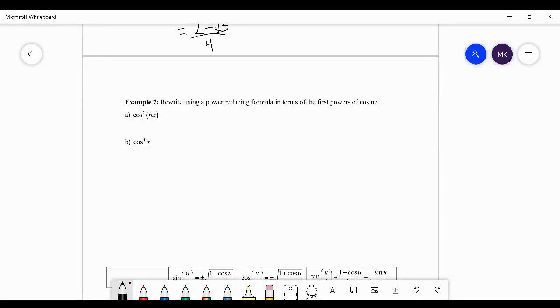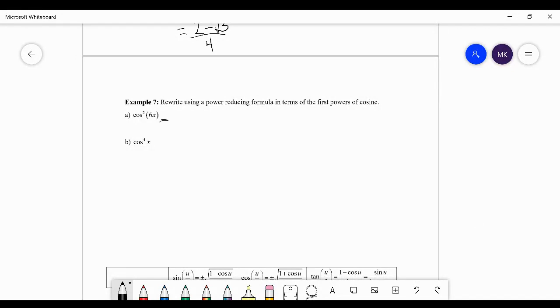So, example 7, we want to rewrite using a power reducing formula in terms of the first powers of cosine. What in the world do we mean by the first powers of cosine? What that means is we want to write these so that we have a cosine to the first power. So in other words, simply a cosine of something. Not cosine squared, not cosine to the 15th, just cosine.